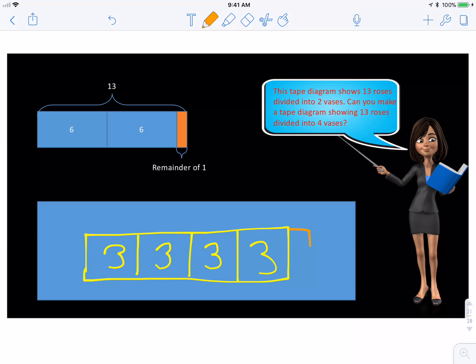I need 13 though, so I'm going to add a remainder of 1. And then this whole thing equals 13. 3, 6, 9, 12, 13.